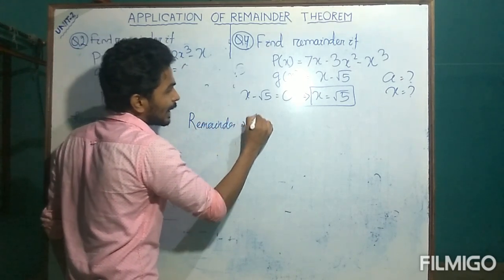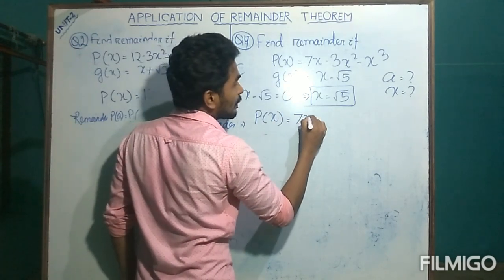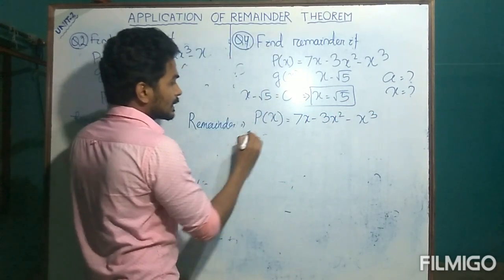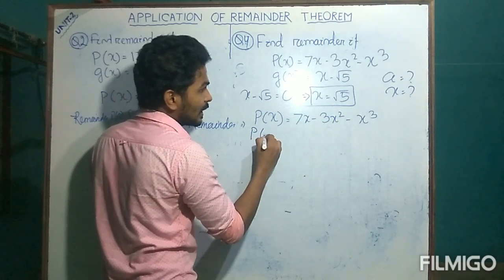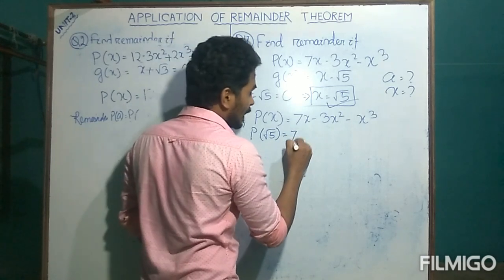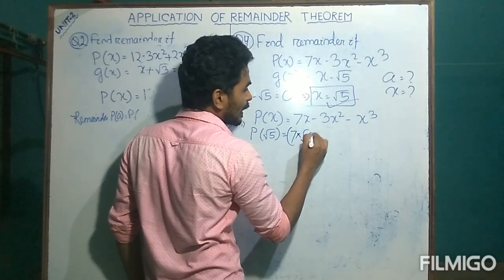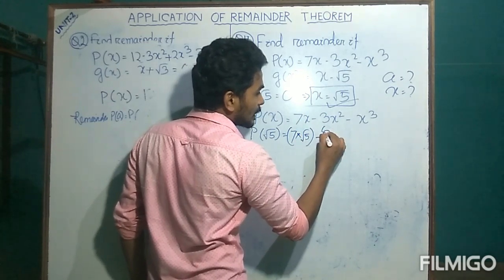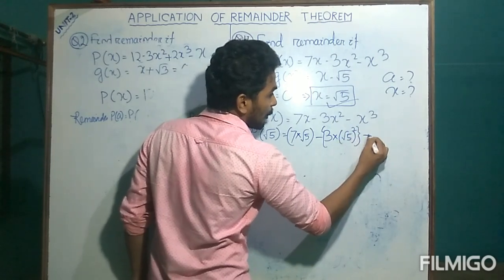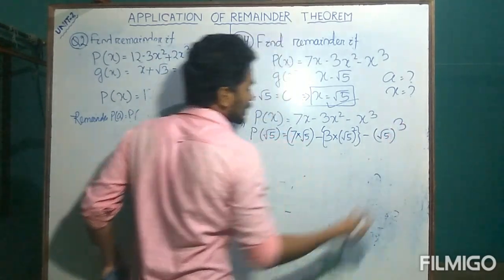Okay. But we have P of x is equal to 7x minus 3x square minus x cube. Since what is the value of x? This is root 5 only, so putting the value of root 5 in the place of x, we get 7 into root 5 minus 3 into root 5 square minus x to the power 3, that means root 5 to the power 3.